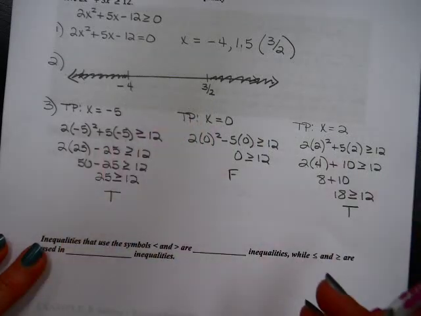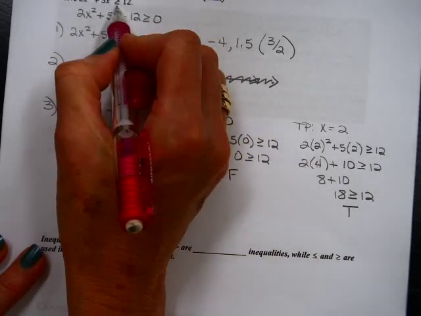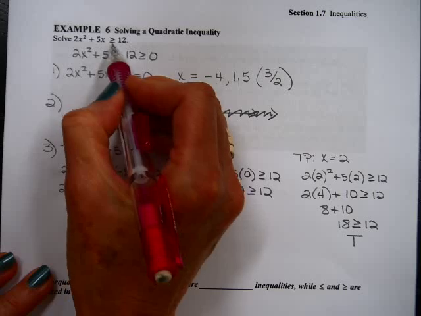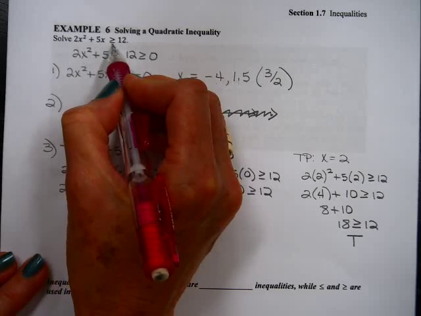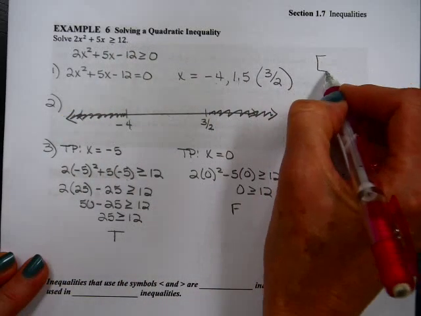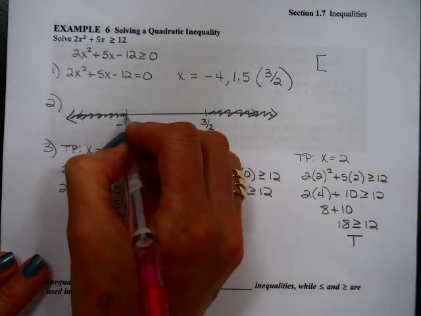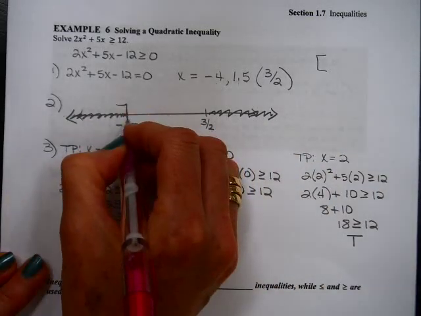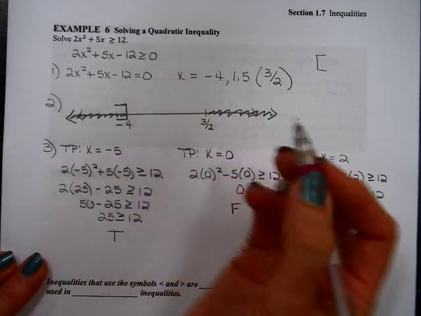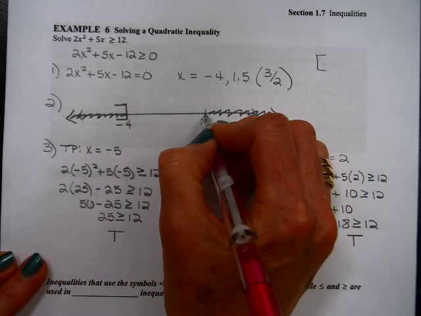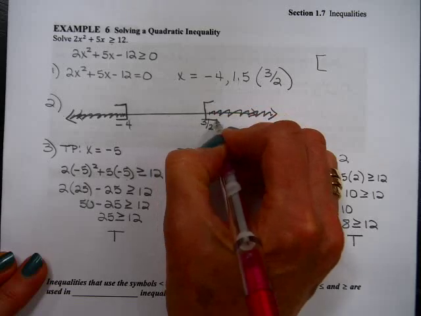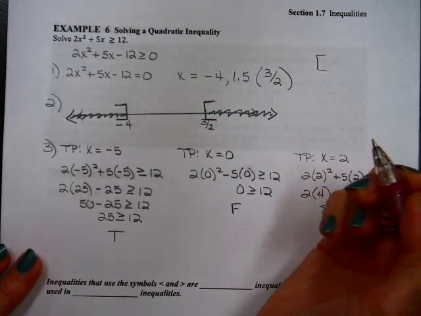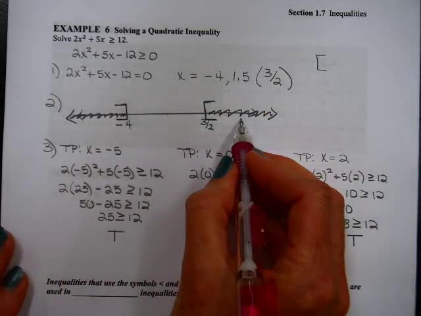So now, what about our endpoints? Since this is greater than or equal to, with that equal to symbol, we're going to have to use brackets. They face the way you shaded. We shaded here, so we're going to put a bracket on this endpoint. This endpoint is also included. We put a bracket on this endpoint. This is a graph of the solution set.